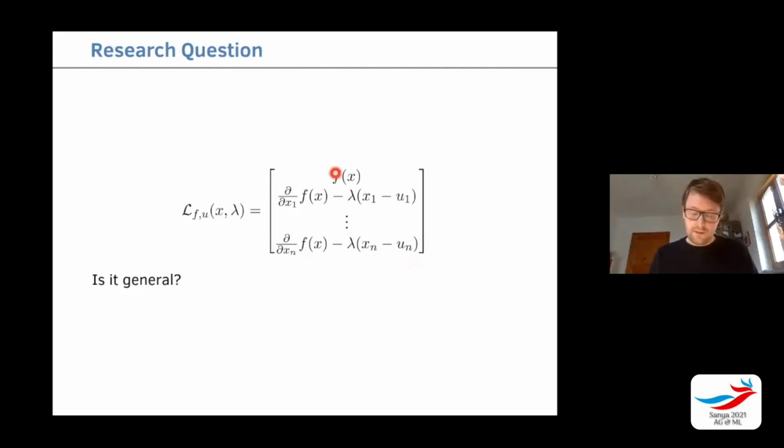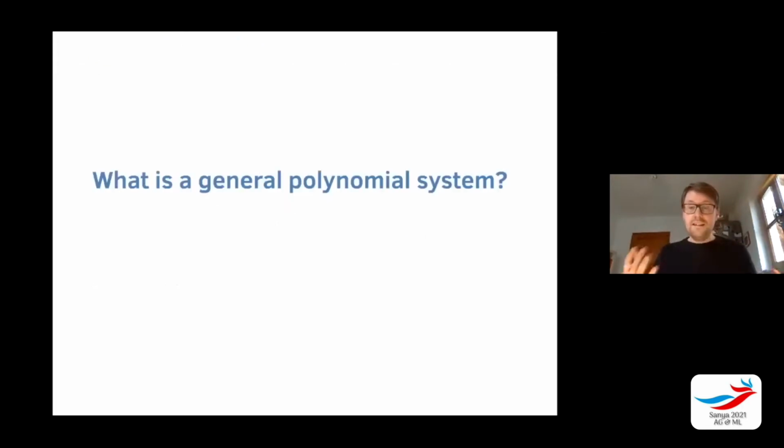So the first entry is f of x, and of course, all the other entries depend on f because it involves derivatives of f. Okay, so it's a very structured system. It's not clear if the generality condition of the BKK theorem applies here. So that's the question. So what is a general polynomial system in this sense? What does this mean?